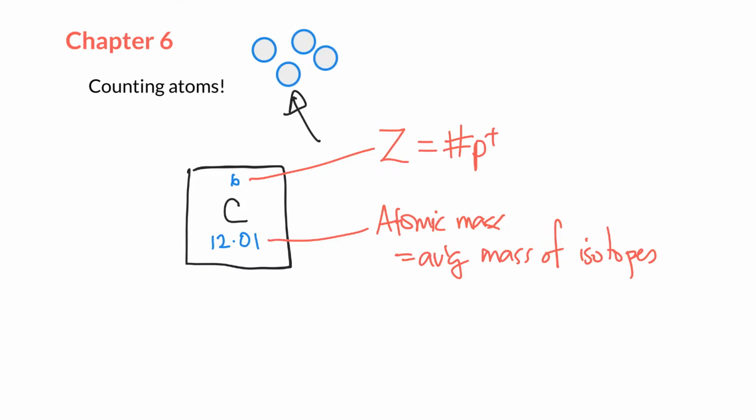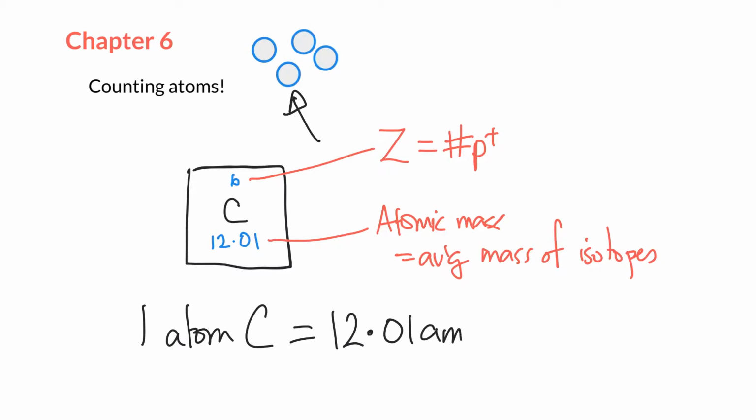But it also gives us a way to count, believe it or not, because it turns out that on average, one atom of carbon weighs 12.01 AMU, or just U for short. If you were able to weigh out 12.01 AMU of carbon atoms, you would have weighed out exactly one carbon atom. So that is pretty awesome, and we can figure out how much any atom weighs.